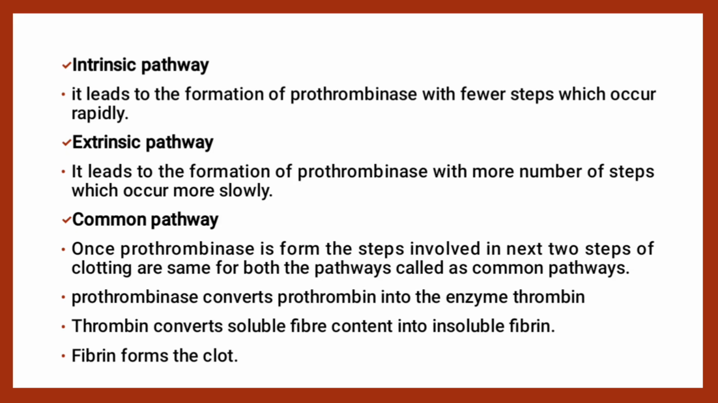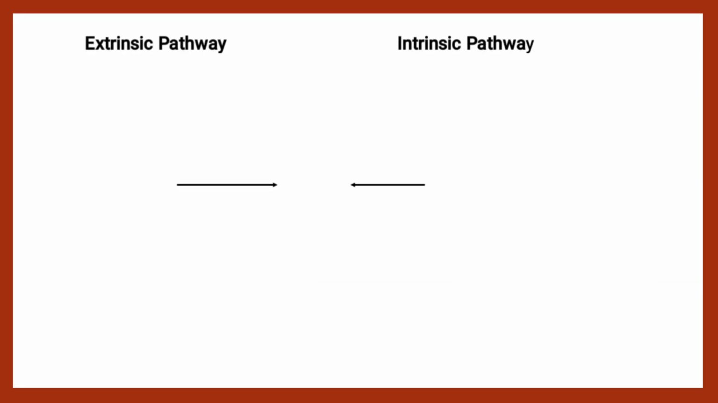So what does it indicate? Intrinsic pathway involves the internal factors, and extrinsic pathway basically involves the external factors, and it is more complex than the intrinsic pathway. Common pathway involves the formation of prothrombinase and thereby, at last, the formation of a clot. Okay, so this is the mechanism of the extrinsic pathway and intrinsic pathway.